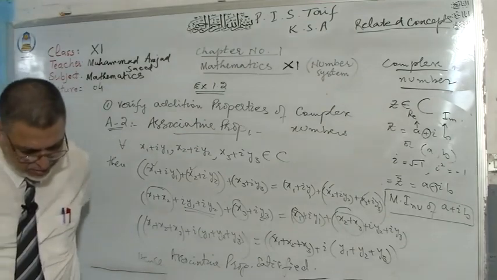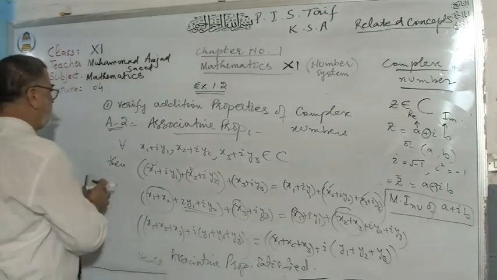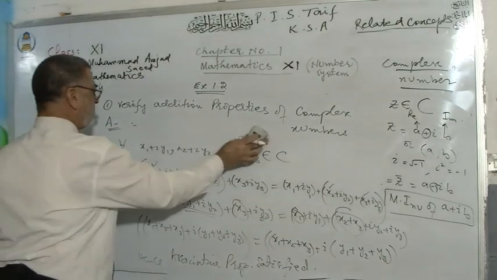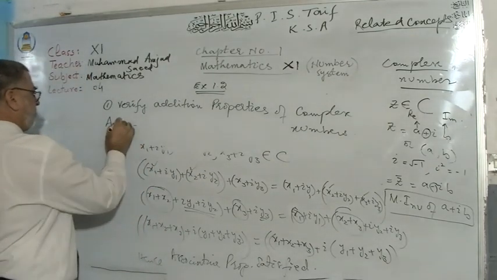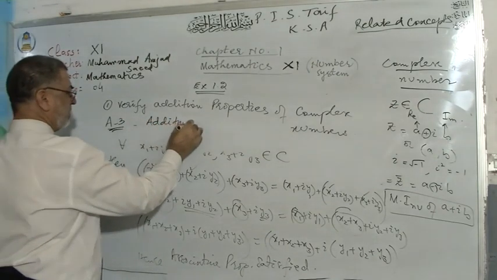After that, we have additive identity, A3. Additive identity.